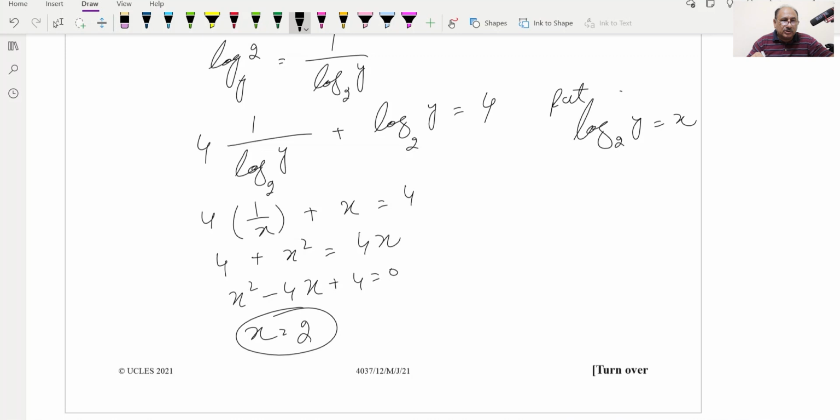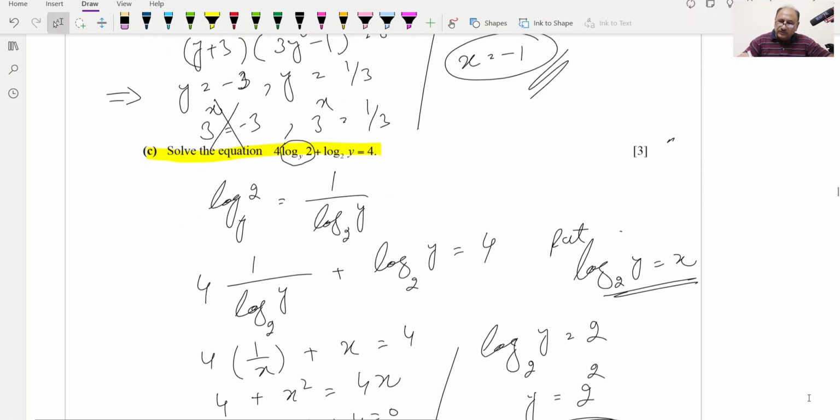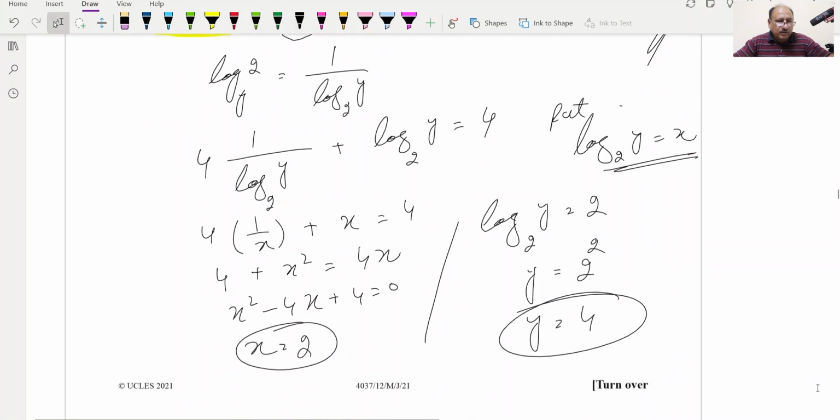Basically this will be the solution, and x is what, x is this one, so it will be log with base 2 of y is equal to 2, and we can write it as y is equal to 2 raised to power 2, which is y is equal to 4. This will be the final answer, and this is basically a 3-mark question which we have done.